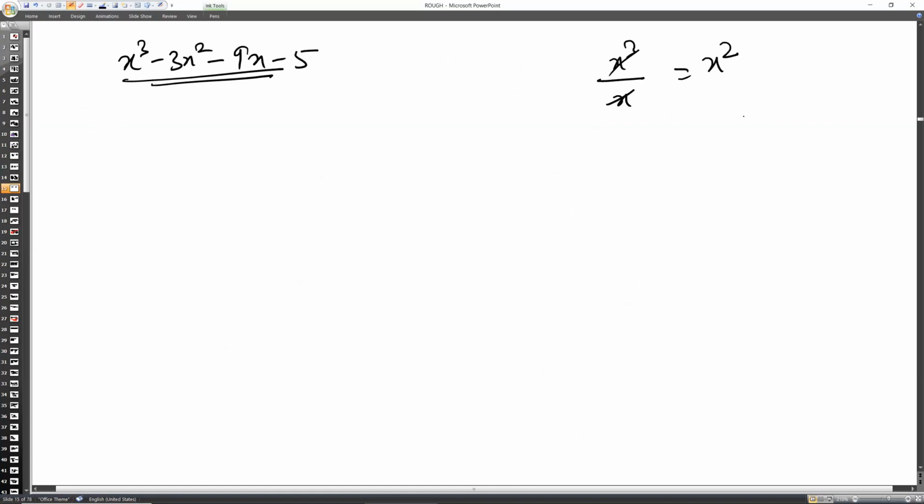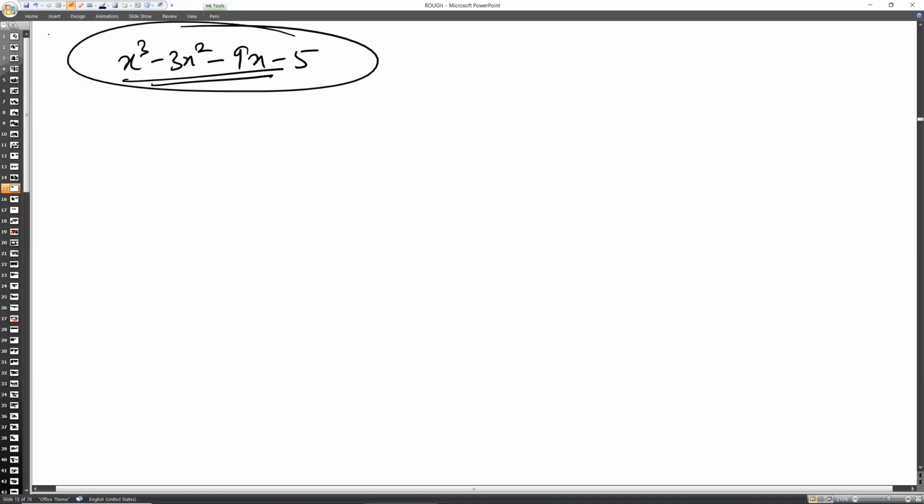If you have x raised to the power 4 and you divide with x square, you will get maximum degree x square. Similarly, if we divide this polynomial with a linear polynomial, linear meaning maximum degree 1, then when you divide it, you will get a quadratic polynomial as the quotient.